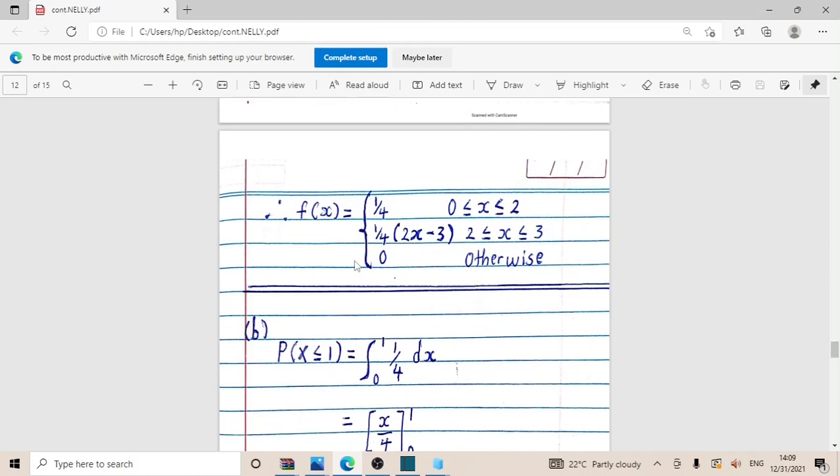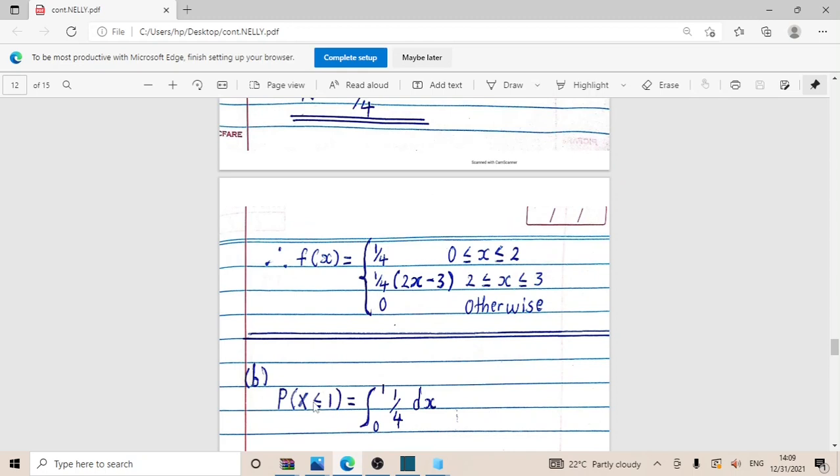Since they have said the probability of x less than or equal to 1, I'll need to go to the function, and I'll get to know my limits are 0 and 1. So where do 0 and 1 fall? 0 and 1 lie within this, so I'll use the function for 0 to 2, this 1 out of 4.